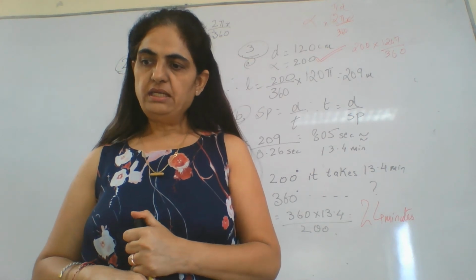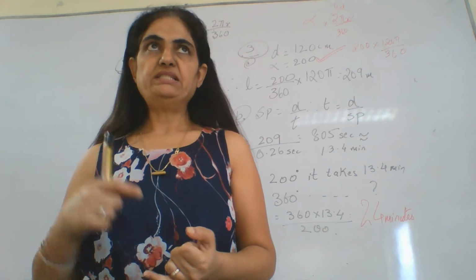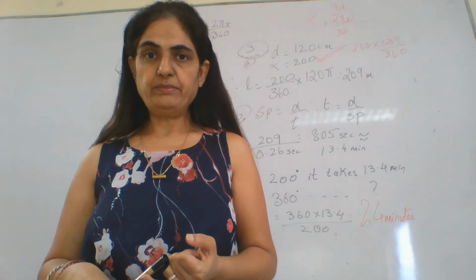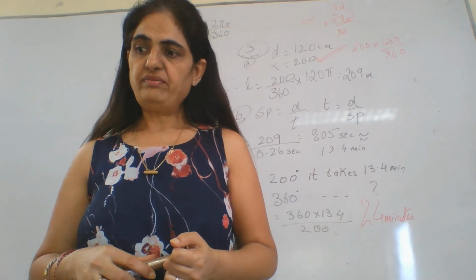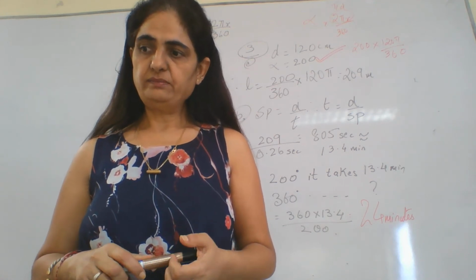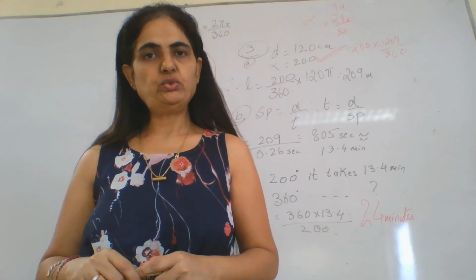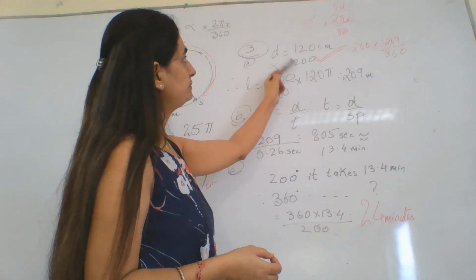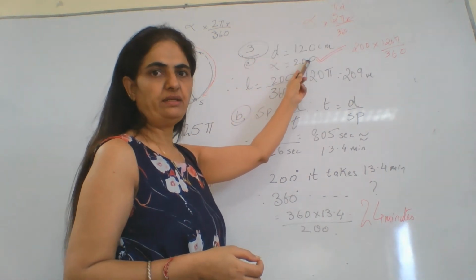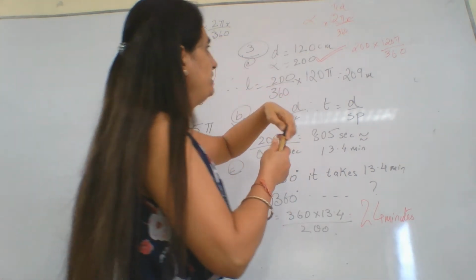Okay. And the third sum talks about a giant wheel which has a diameter of 120 meters, and the speed is given. It rotates at a speed of 26 centimeters per second. Question A is: find the length that a passenger capsule would travel if the wheel makes a rotation of 200 degrees. So alpha given to me is 200, diameter given to me is 120. What is it? 120 meters. Okay, 120 meters. Sorry.